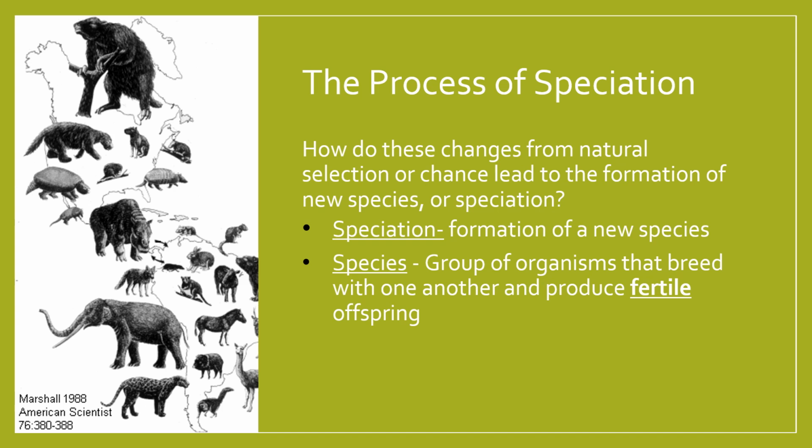The process of speciation. So, how do these changes from natural selection or chance lead to the formation of new species? So, we're going to dive into that idea now. Some important vocab words you need to know for this process. And what is this word speciation? It's just simply new species being formed. And then remember, a species is classified as a group of organisms that breed with one another and produce fertile offspring. So again, fertile offspring is the key here.